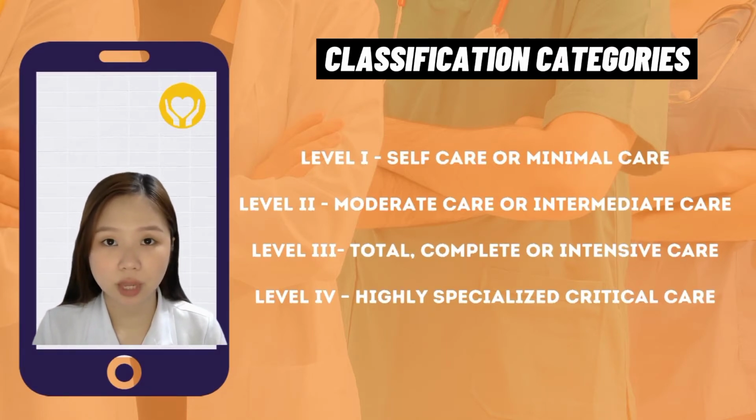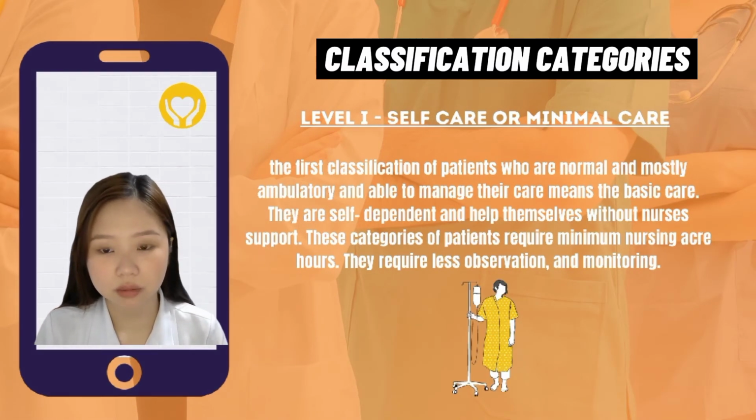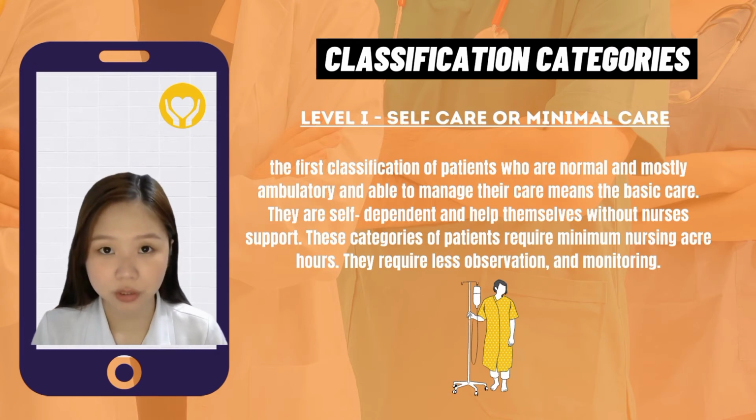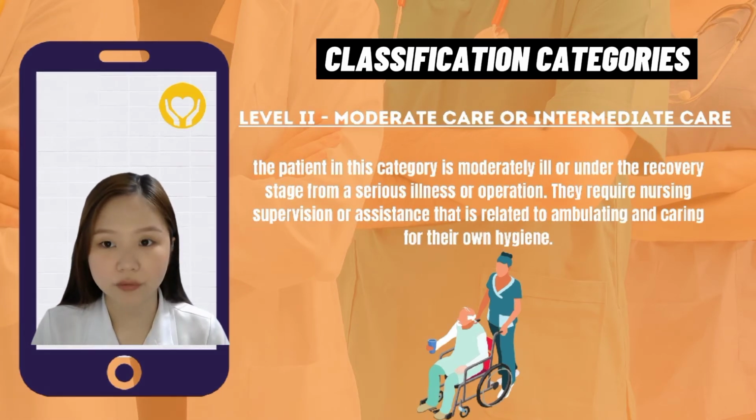Level 1, self-care or minimal care. The patient can take a bath on his own, feed himself, and perform his activities of daily living. Under this category are patients about to be discharged, those in non-emergency, newly admitted, who do not exhibit unusual symptoms and require little treatment. The average amount of nursing care hours per patient per day is 1.5. The ratio of professional to non-professional nursing personnel is 55 to 45.